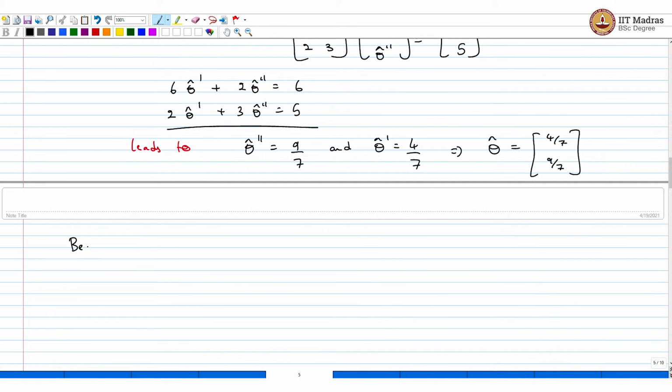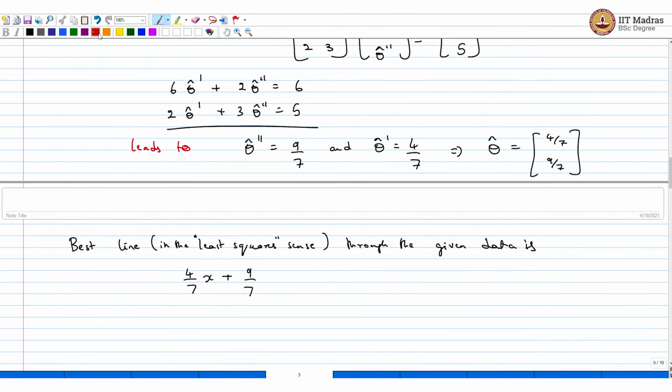So, the best line in the least squares sense through the given data is this line. It is 4/7 times x plus 9/7. This is the best line.